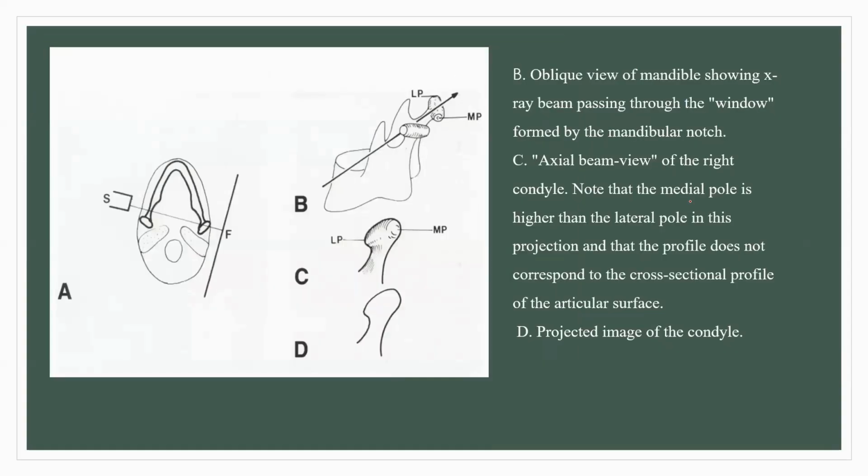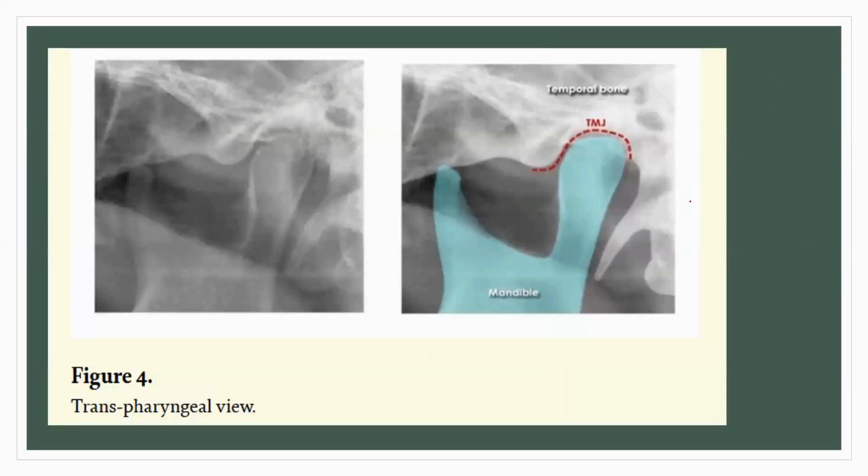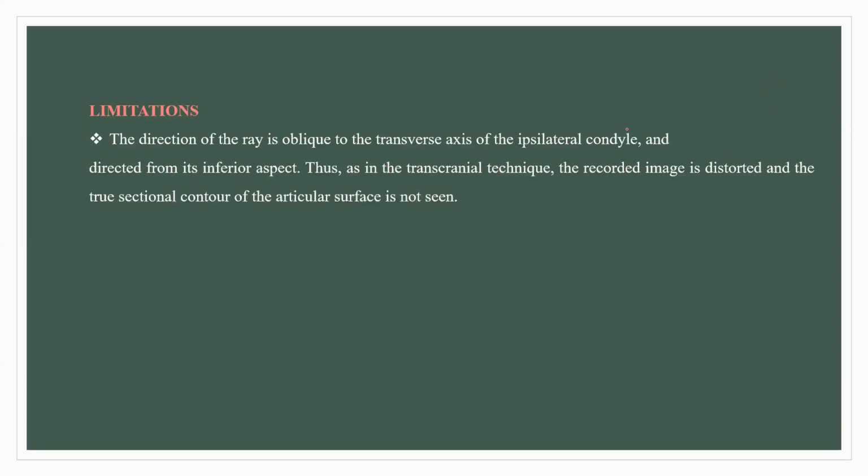This is what we have already discussed. Then coming to the transpharyngeal view picture. This is how you get to see your TMJ through the air-filled spaces. You get a very clear picture of your temporomandibular joint. You can see the neck and the condyle along with the glenoid fossa.